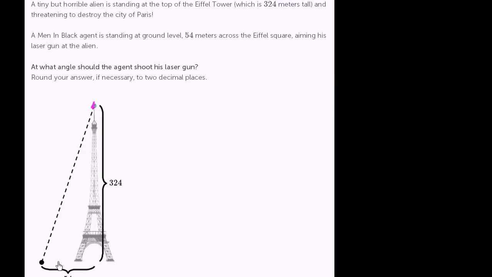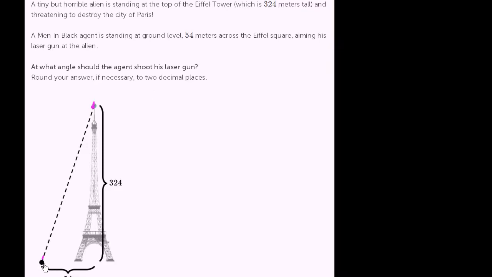So 54 meters from, I guess you could say, the center of the base of the Eiffel Tower, aiming his laser gun at the alien. So this is him aiming the laser gun. At what angle should the agent shoot his laser gun? Round your answer, if necessary, to 2 decimal places.